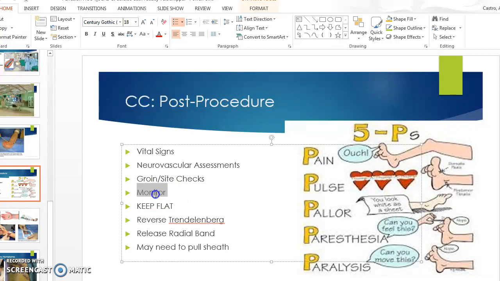We monitor the patient and keep them on a cardiac monitor so we can monitor their heart rhythm, to make sure they don't go into any lethal dysrhythmias afterwards. Keep flat if they were poked in the groin.